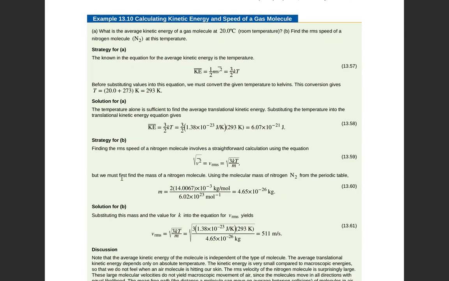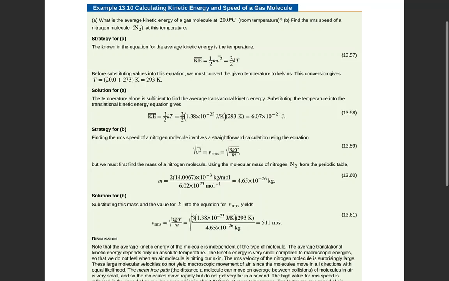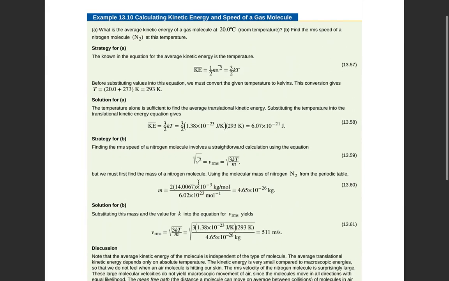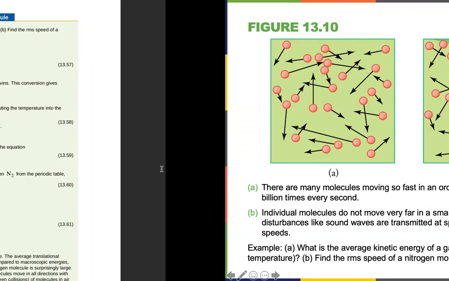So now, finding the speed of this, we use that v_rms equation. But first we must find the mass of a nitrogen molecule. Using the molecular mass of nitrogen, N2, from the periodic table, we can say 2 times 14.0073 times 10 to the negative 3 kilograms per mole over Avogadro's number. So our mass of this N2 is 4.65 times 10 to the negative 26 kilograms. So very, very small. And once we know that, all we have to do is plug in. And this will give us 511 meters a second. So that's how fast that molecule is moving at that temperature. It's pretty fast.